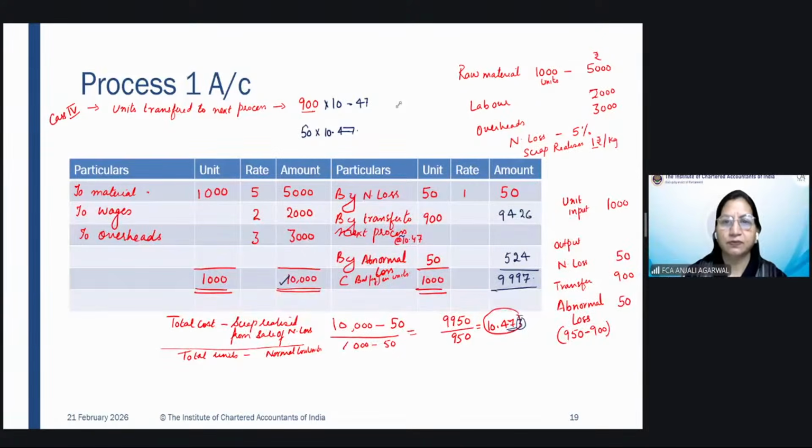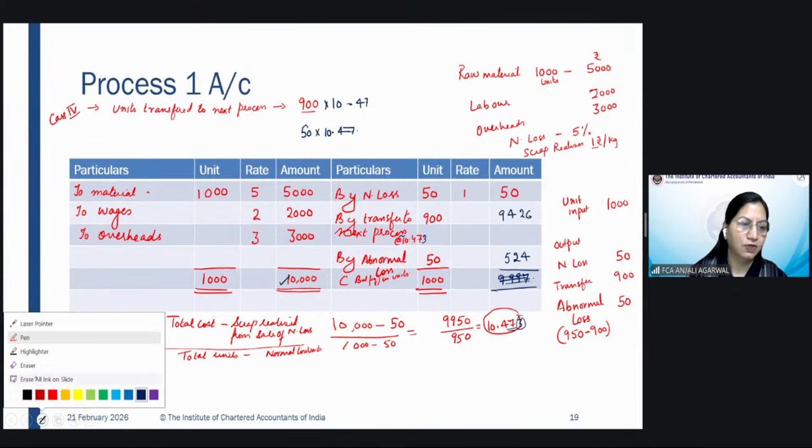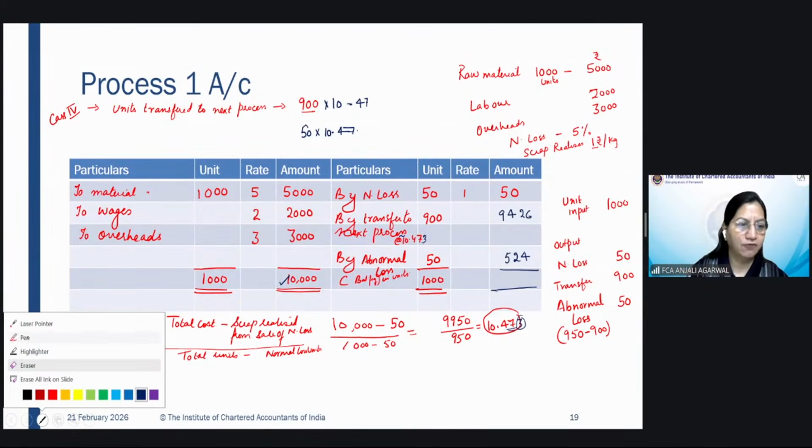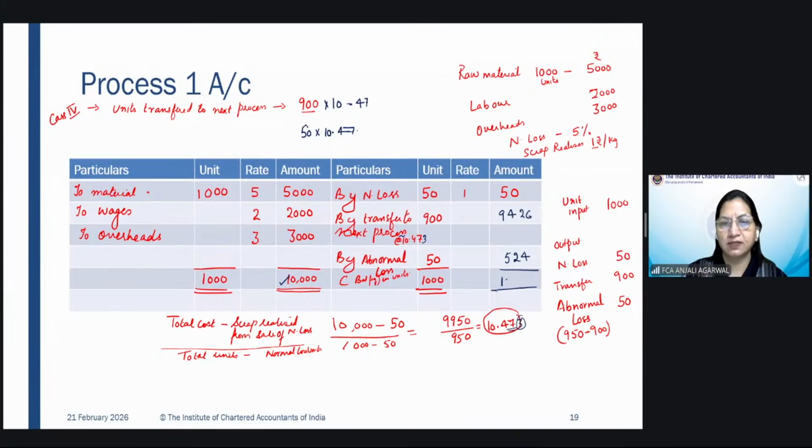Okay. You can take 10,473. And then by rounding off, you get 9,426. So ensure that you do not show it as 9,997. You have to show the total as always equal. Ensure that you round off in such a way that this does not create any problem for you.